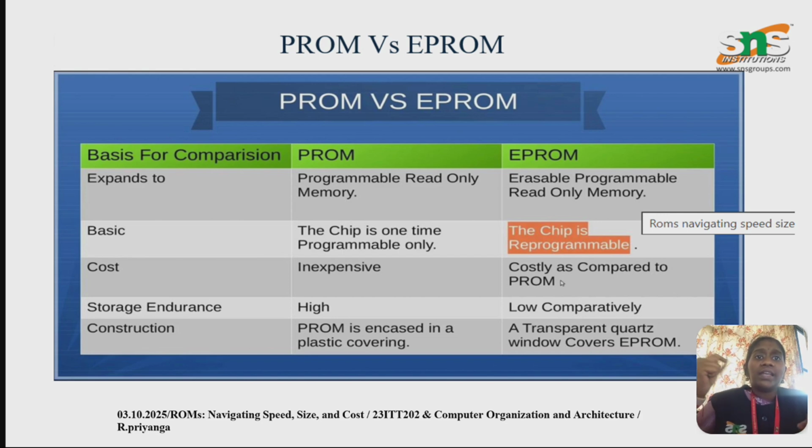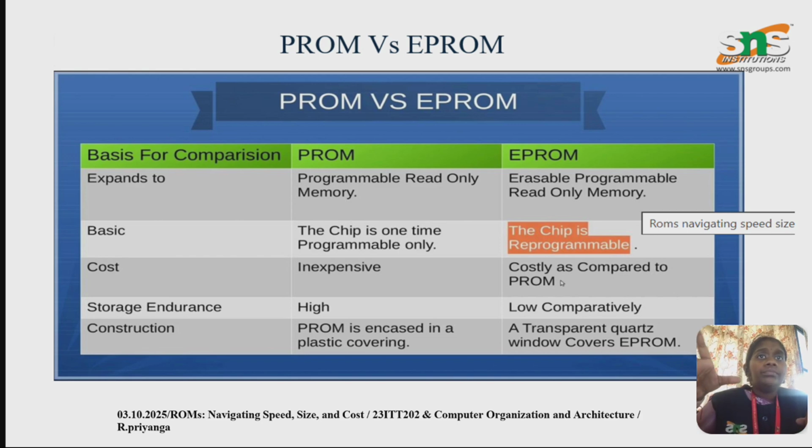Here the cost: PROM is inexpensive, while EPROM is costlier than PROM because of additional circuitry and the quartz window for UV erasing. Storage endurance: PROM has high endurance. It is firmly programmed and stable for a long life. EPROM has low endurance compared to PROM. Repeated erasing and reprogramming reduces lifespan.